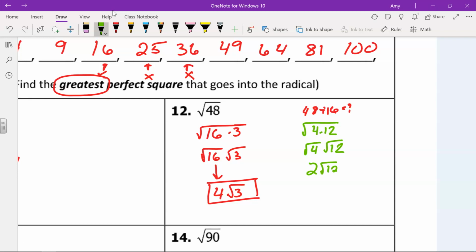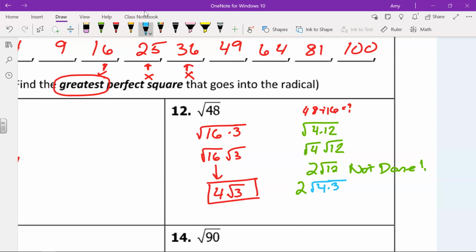But this isn't good because now I have 2 different answers. Well, what happened here is that you are not done yet. You have to repeat the process. We're going to leave the 2 where it is, but now we're going to write 12 with its own perfect square factor, in this case 4 times 3.